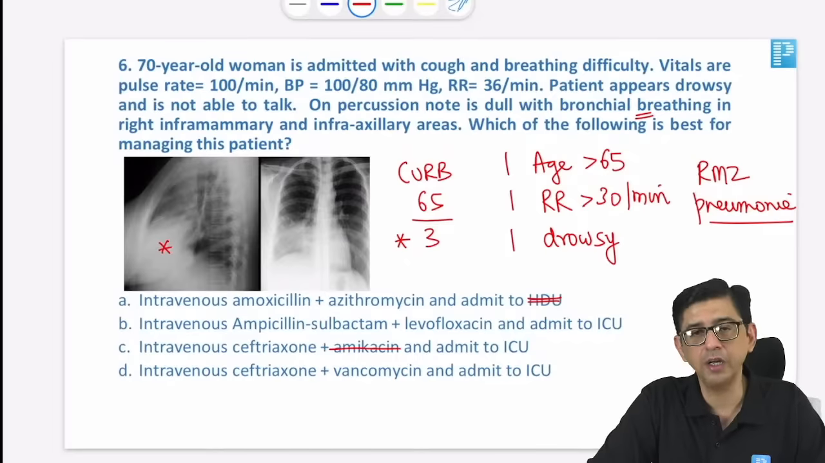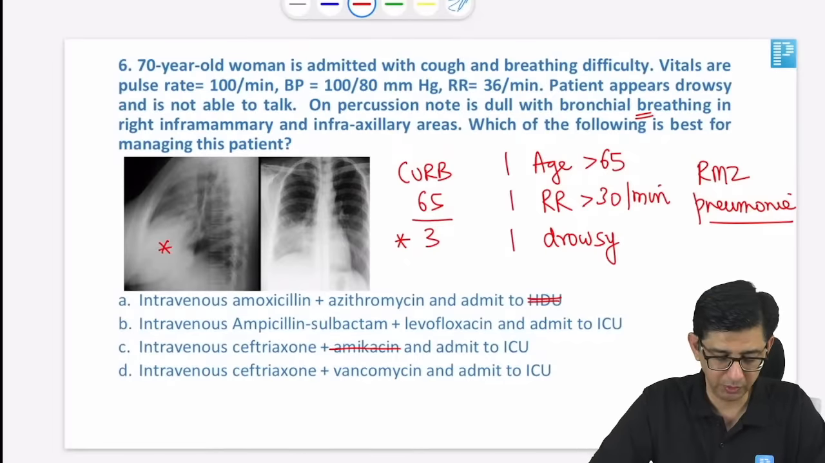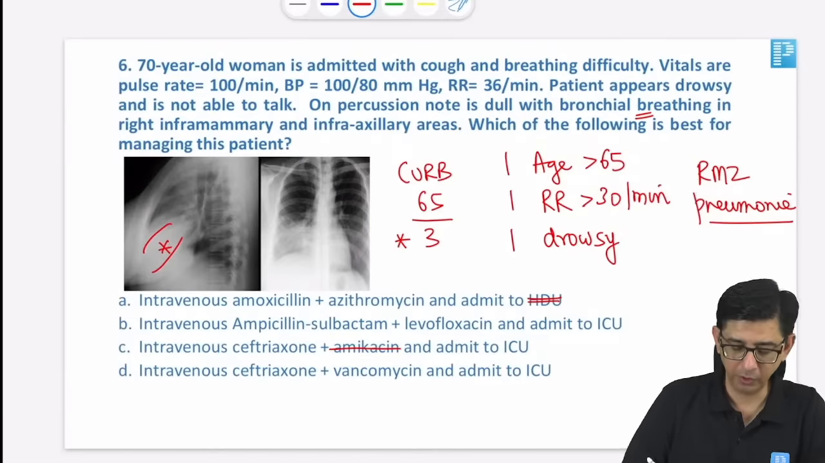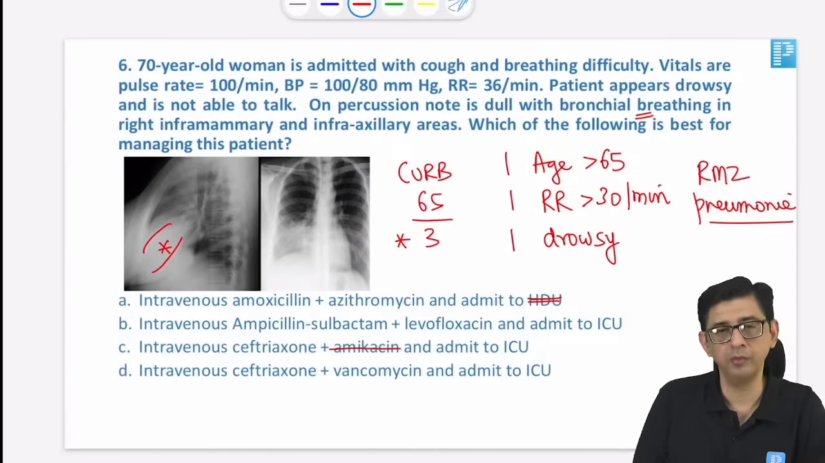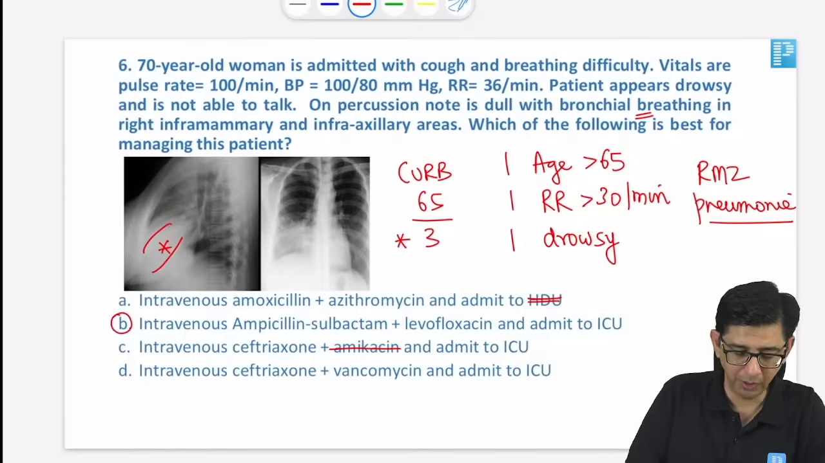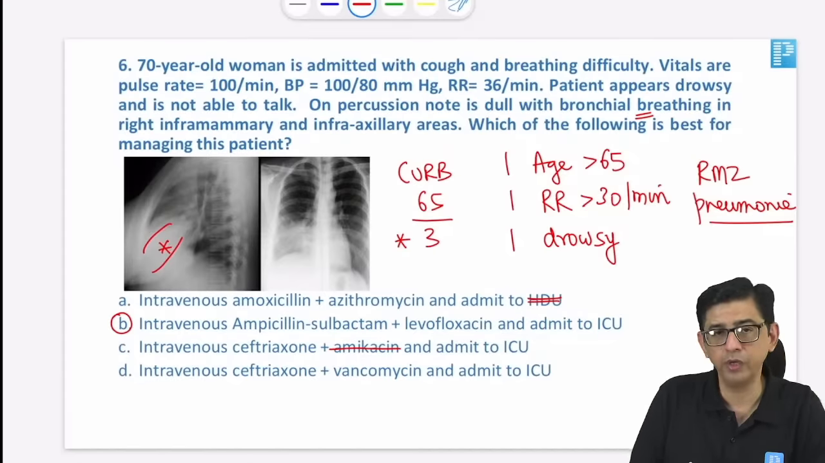So this is RMZ pneumonia, because the opacity is anteriorly located, so that is why I'm saying right middle zone. And I need to admit this guy, and between ceftriaxone and ampicillin-sulbactam, the correct answer would be option number B, that is ampicillin-sulbactam, that is the beta-lactam we need to give in this patient.